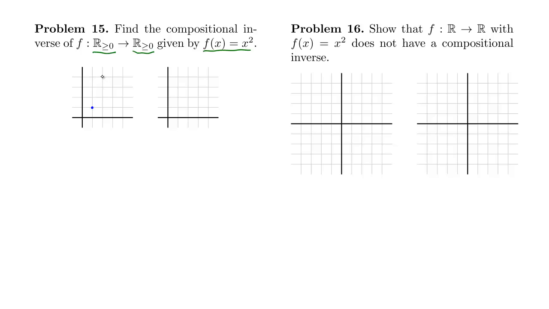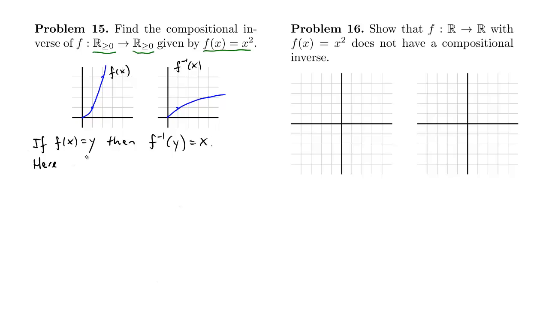Let's draw f of x on this domain. We omit the left half of the parabola because we are not considering negative inputs. If we reflect this graph in the line y equals x, we see what the graph of f inverse looks like. Let's see if we can solve for the equation for f inverse algebraically. We know that if f of x equals y, then f inverse of y is going to be equal to x. Here y equals f of x means that y is x squared.